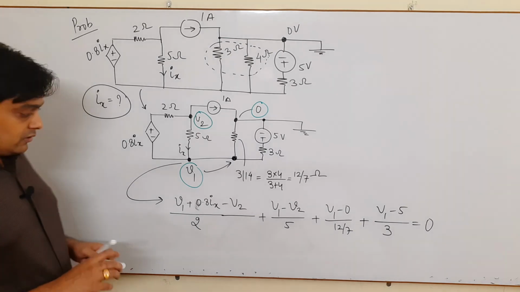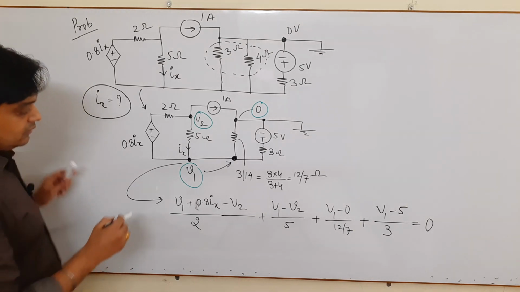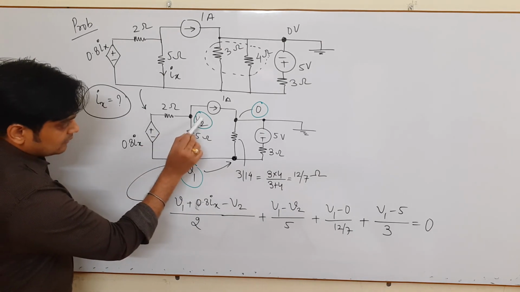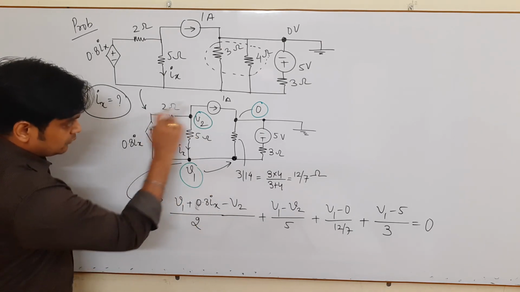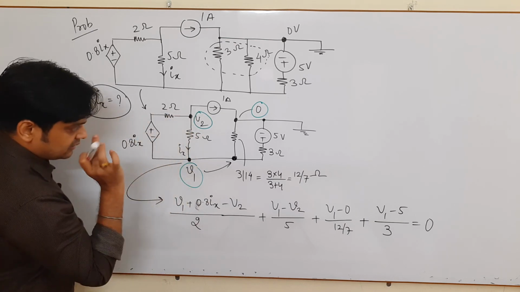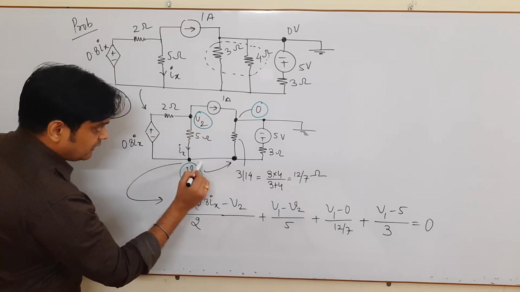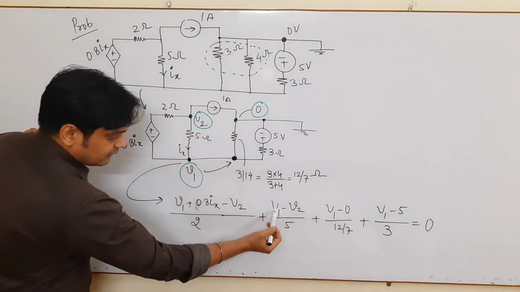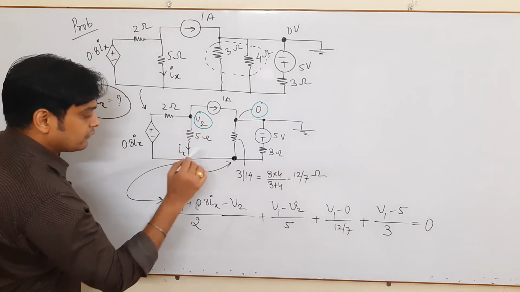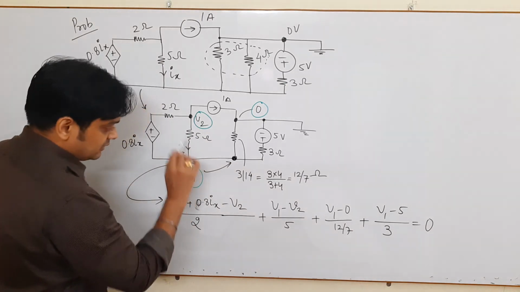Once again we will see this equation. Please concentrate, it is a very important equation to understand. V1 plus 0.8x minus V2, this total voltage divided by this resistance 2 is the current flowing in this branch. If I talk about this branch, it is V1 minus V2 upon 5, the current which is flowing. I have considered the current is coming out from this node.